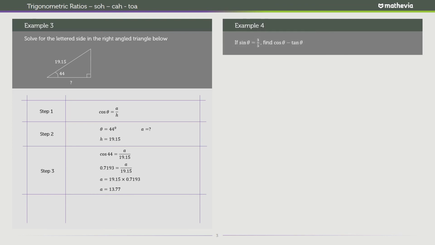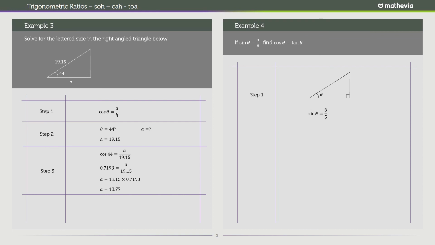Final example. Okay, so we have this one. If sine of theta equals 3 over 5, find cos theta minus tan theta. Okay, now if the sine of theta equals 3 over 5, what we're going to do is draw a triangle. Okay, so we have theta in a triangle, and the sine of theta equals 3 over 5. And what this means, if you remember, the sine of theta is the opposite over the hypotenuse. So what this means is that the opposite of this triangle is 3 and the hypotenuse is 5.